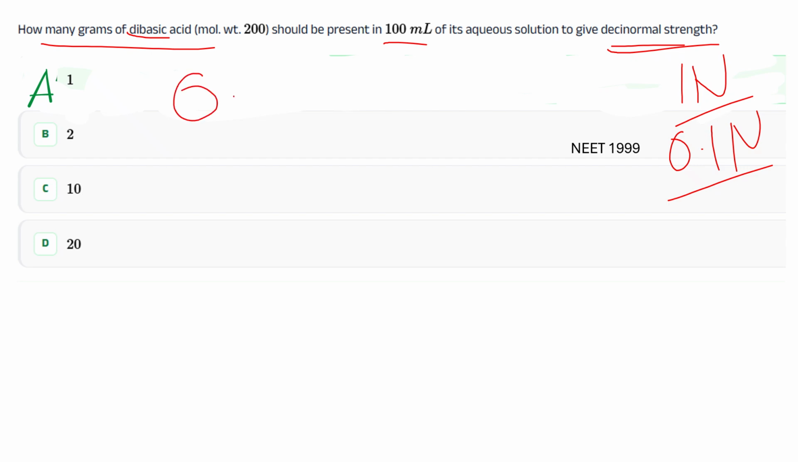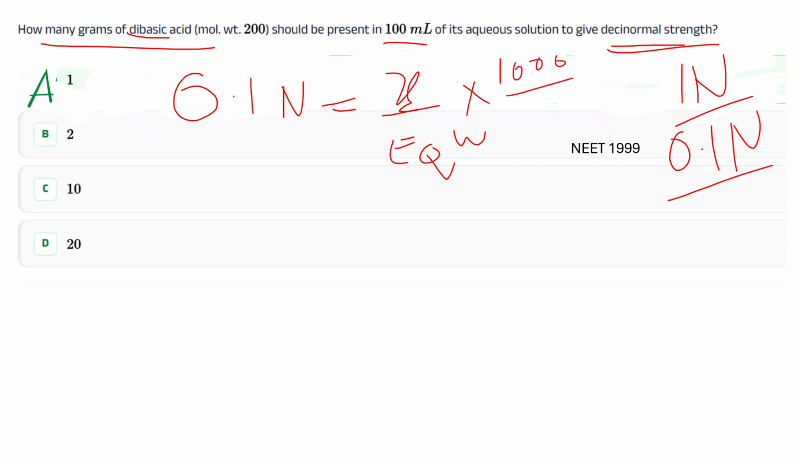For preparing the 0.1 normal dibasic acid solution, weight divided by equivalent weight, right? Weight divided by equivalent weight multiplied by 1000 divided by volume. The volume in this case is 100 ml, because I need to prepare 100 ml solution. So it is 100. We need to find this X.